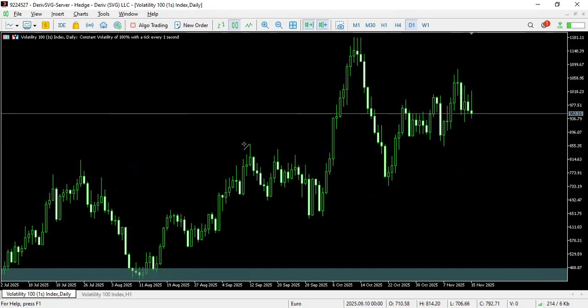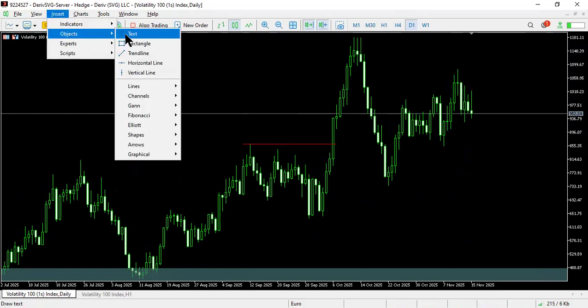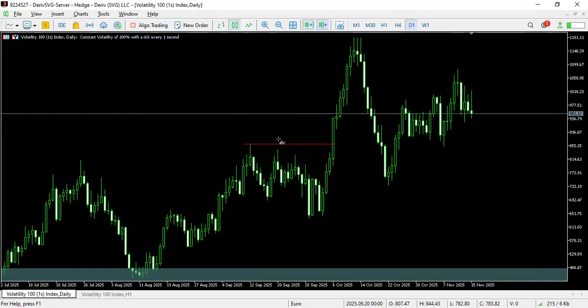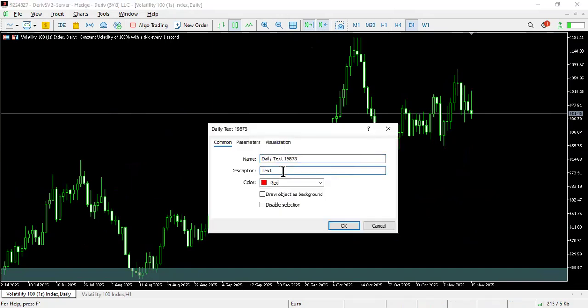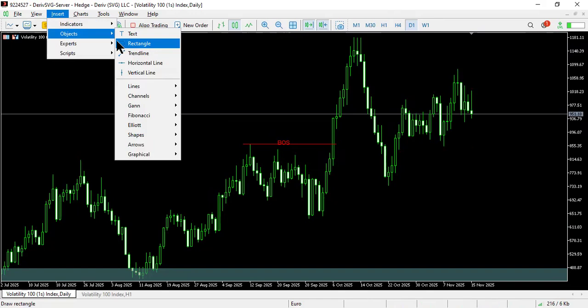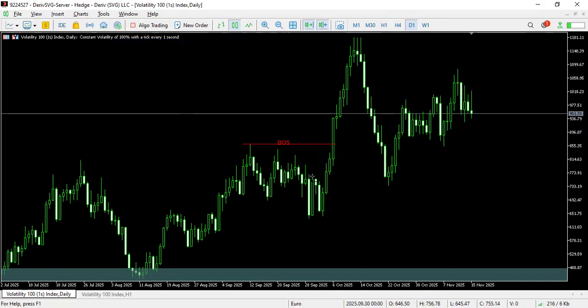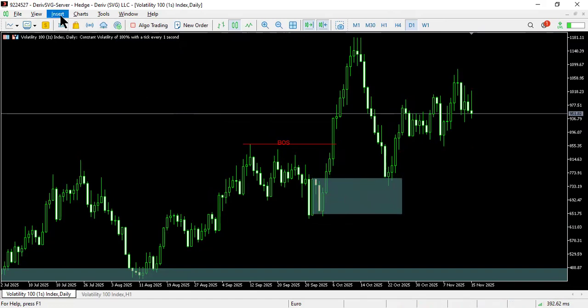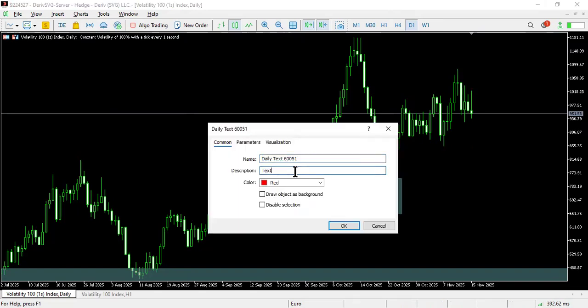Let me start my analysis here. So we had a break of structure, and then the order block which caused that break of structure is there where price reacted, and it has been pushing up from that daily order block.